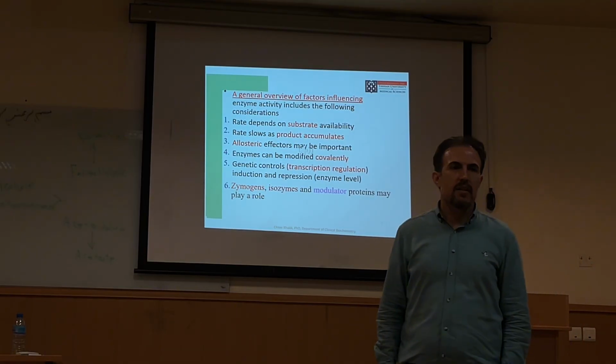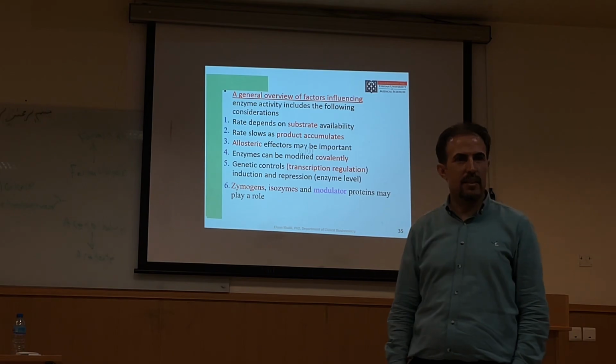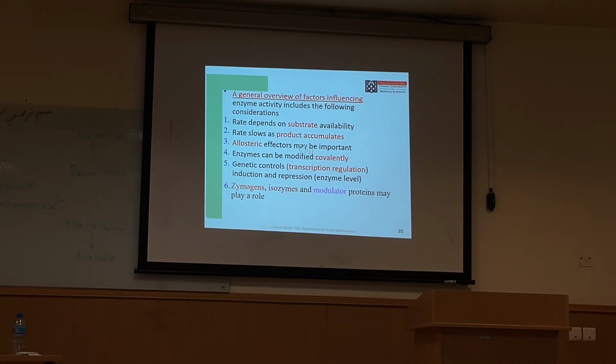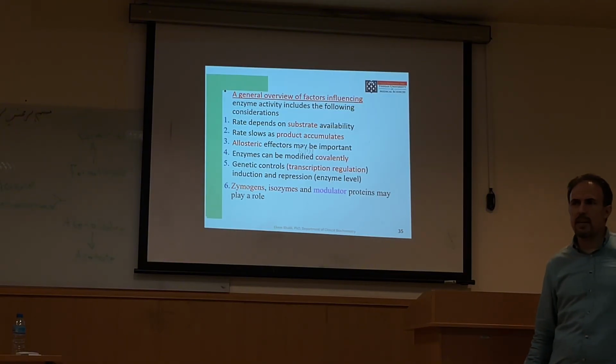And the other one, what's the last one? This: genetic control, changing the level of them, the increased level of them. Or with hormones, we can actually change the level of the enzyme. And another one is the zymogen and isoenzymes. What is this? Have you heard about this term?